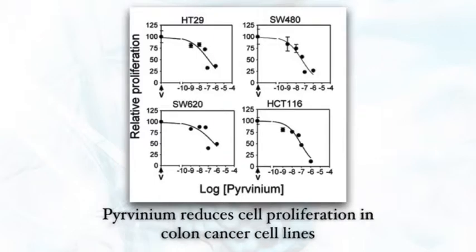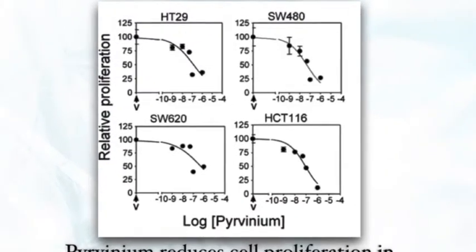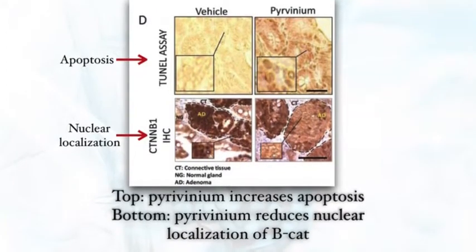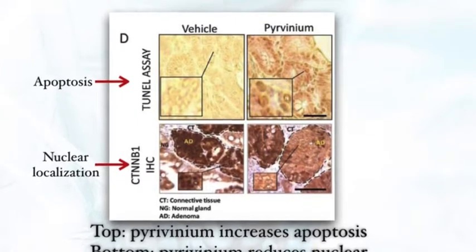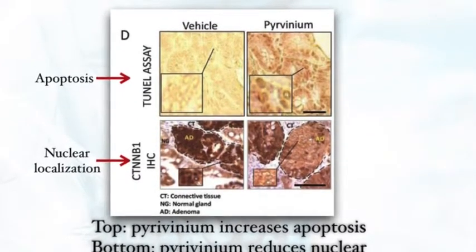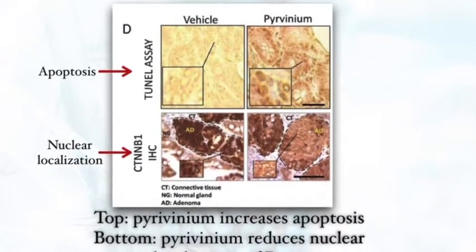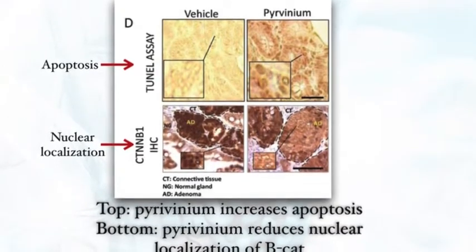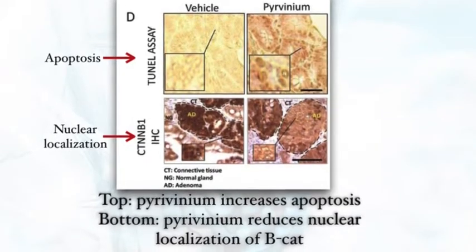This graph shows the results of a cell proliferation assay called MTT, and pyrvinium reduces proliferation in multiple colon cancer cell lines. On the top, we also see that pyrvinium-treated mice show increased apoptosis compared to the vehicle control mice, as indicated by the TUNEL assay. On the bottom, we can see that pyrvinium reduces nuclear localization of beta-catenin in APC mutant mice, and as we saw in the mechanism, less nuclear localization means less WNT signaling and more degradation of beta-catenin.